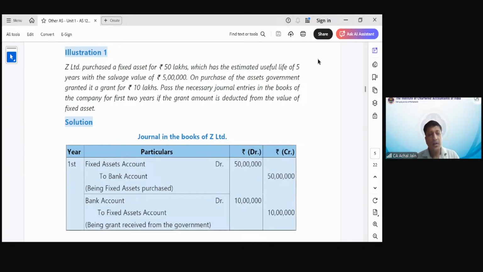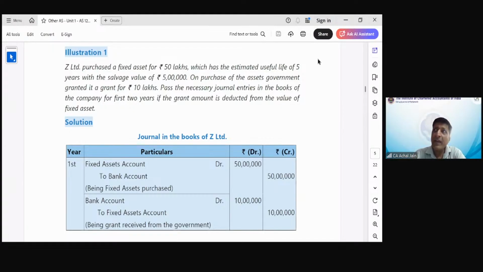Now what is going to be the third entry? Sir, depreciation. Okay, tell me the entry with amount. Depreciation to fixed asset account. Depreciation 9 lakh. How do you compute 9 lakh? 50 lakh minus 5 lakh divided by 5.